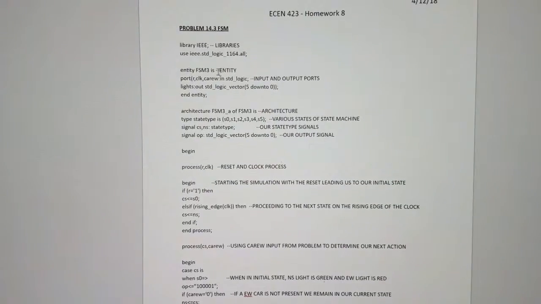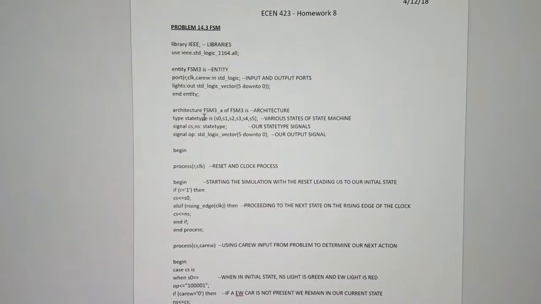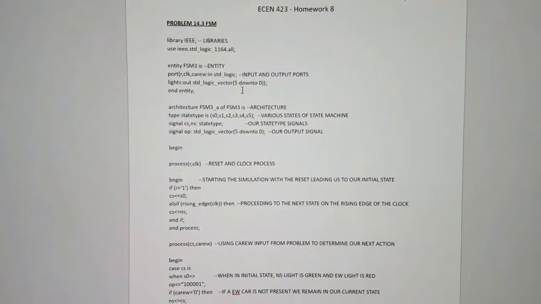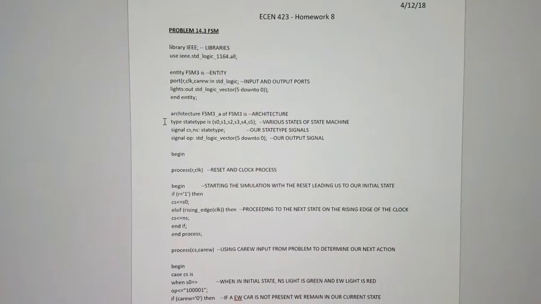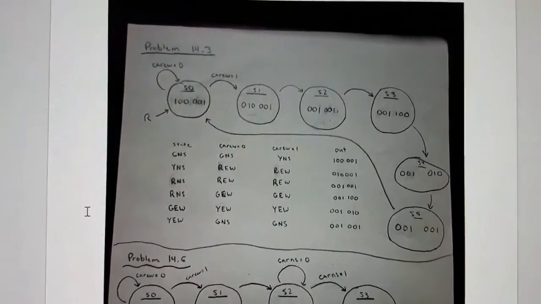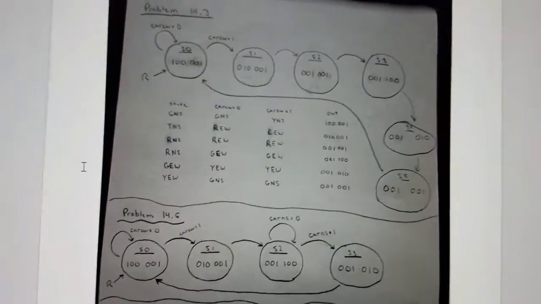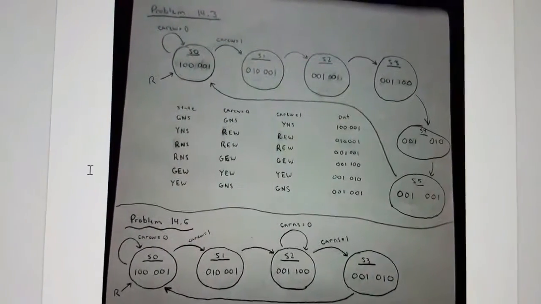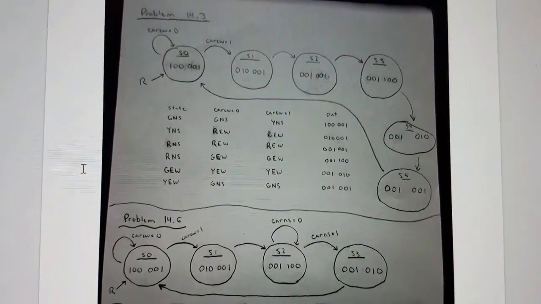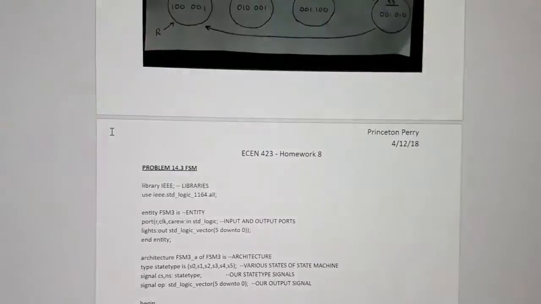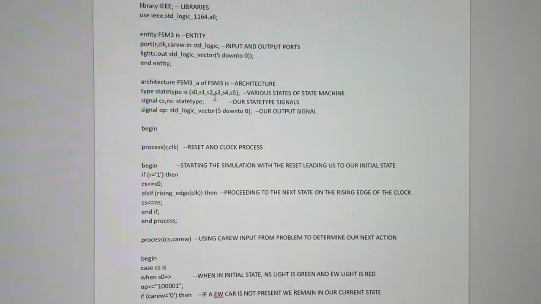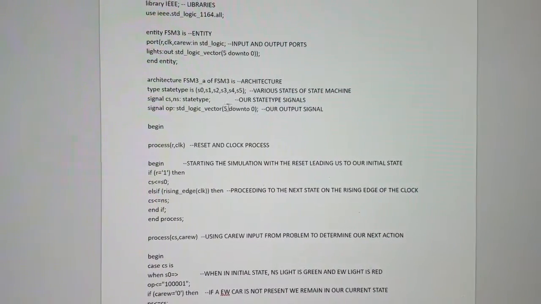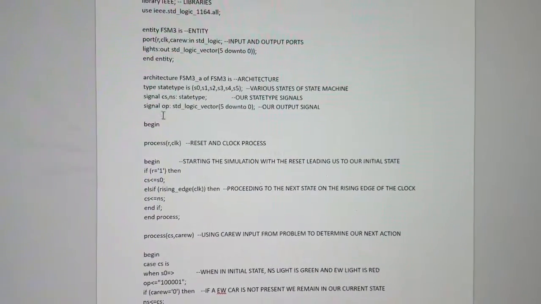At the entity we declare our input and output ports, and we have a 6-bit vector for our output, because that was what was on the actual problem that was given to us. It had 3 for, I think, the north-south, and 3 for the east-west. So our state types, go ahead and declaring those. We have 6 states in all, as well as our signals and our outputs.